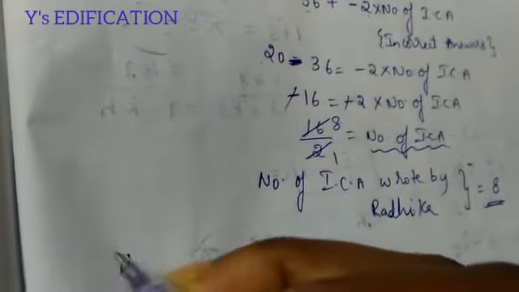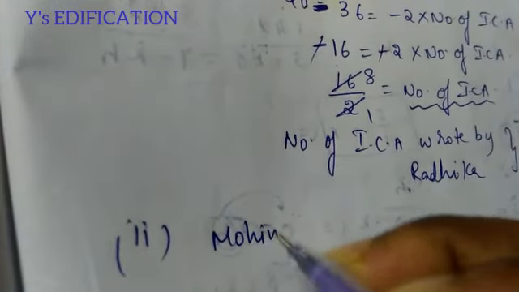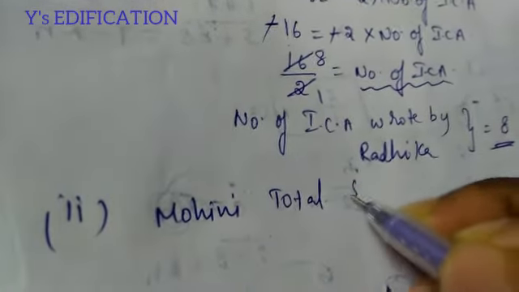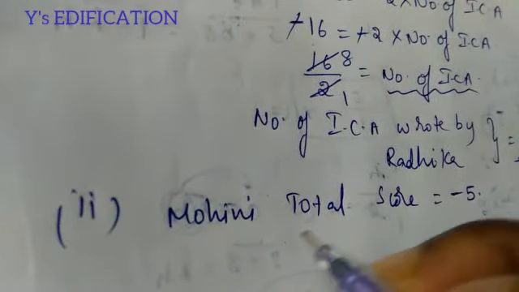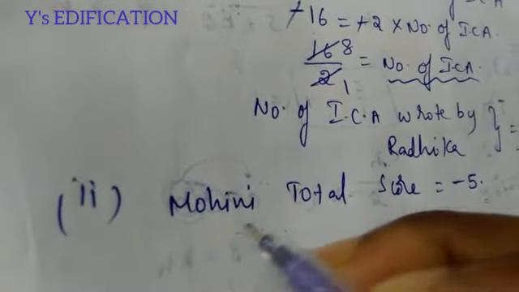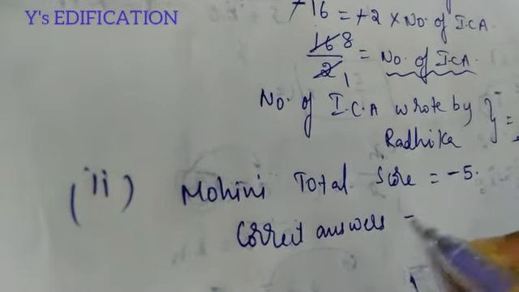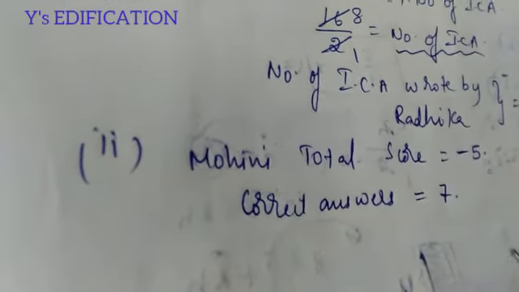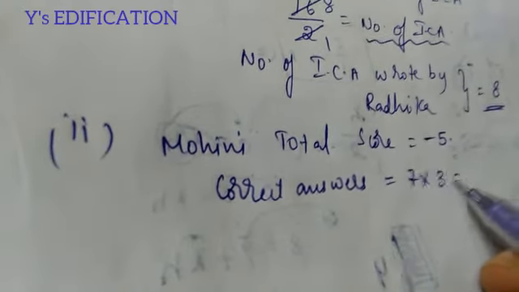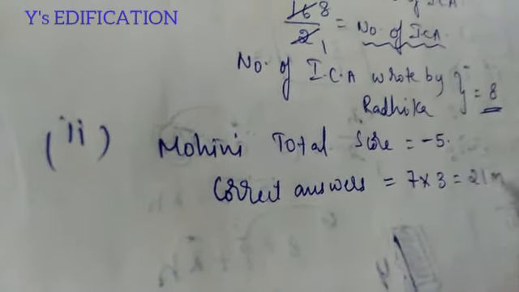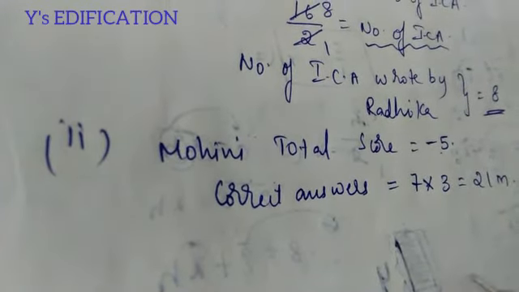Okay, next one. Mohini scores minus 5 marks. Mohini's total score is minus 5, though she has got 7 correct answers. So correct answers written by Mohini is 7, but she got only minus 5 marks. If she wrote 7 correct answers, how many marks should she get? She should get 7 into 3, 21 marks. But she got only minus 5. That means she wrote some wrong answers. So we have to find out how many wrong answers were written by Mohini.